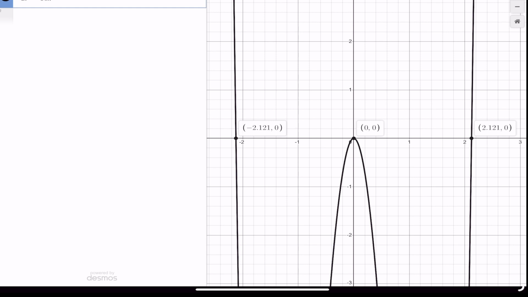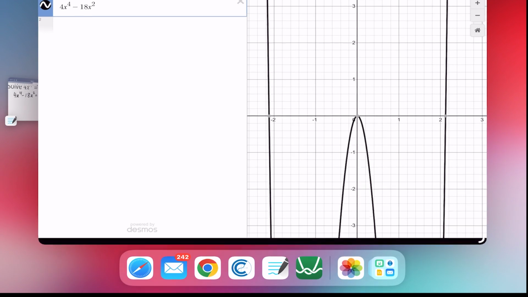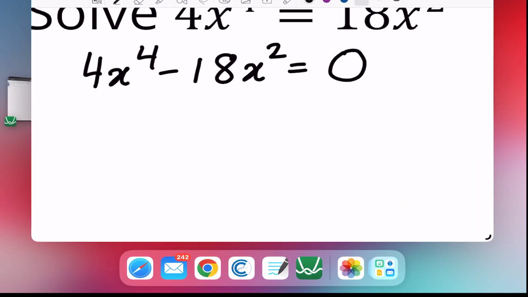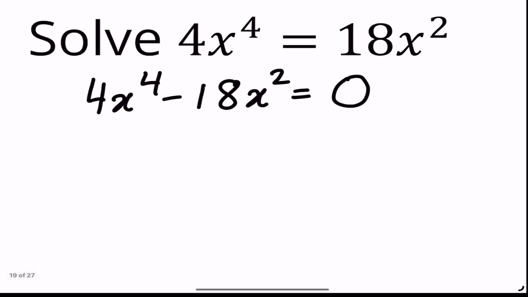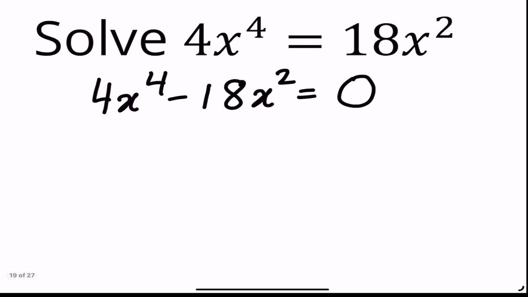So sometimes having Desmos is helpful, but not all the time, because you don't know what this negative 2.12 and positive 2.12 is. When you have situations like that, you have to go ahead and solve this. And that's why you need to know the process, right? So here I am. I'm going to change the color to red.